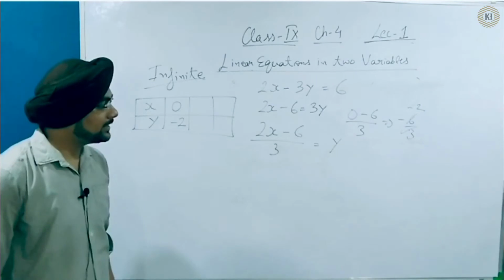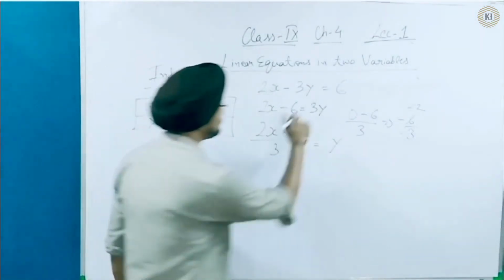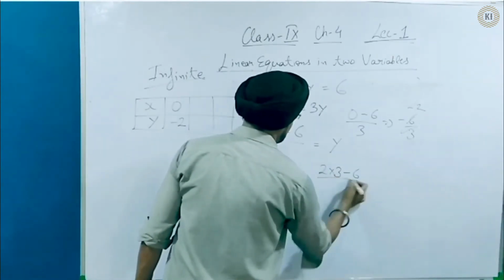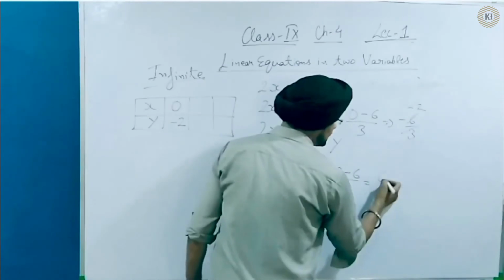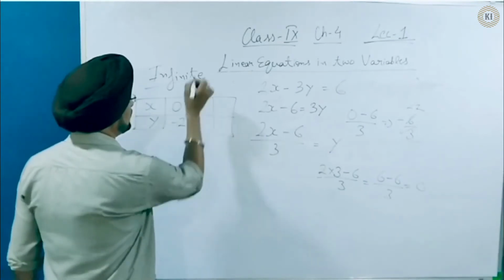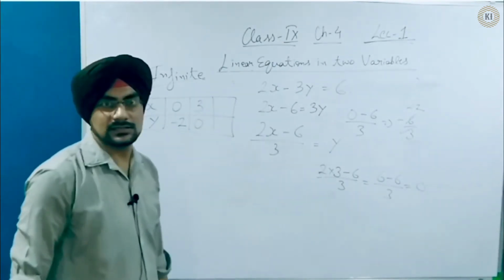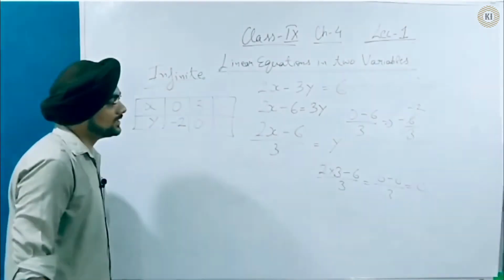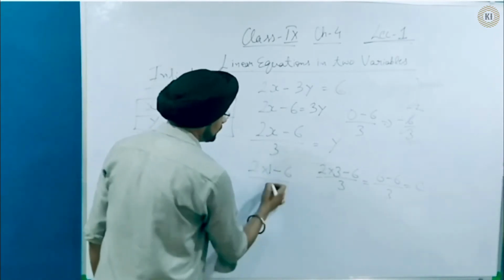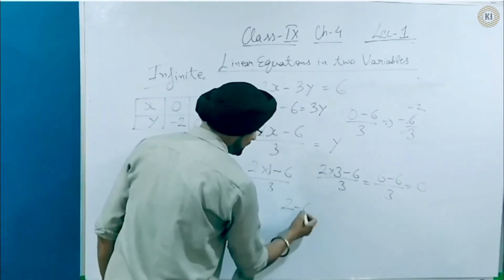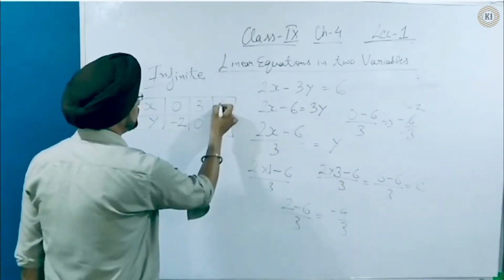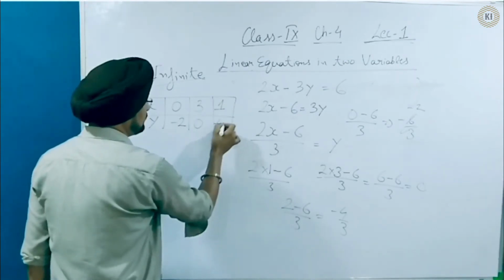Now suppose we put the value of x as 3. Let us check. 2 into 3 minus 6 upon 3. So 2 into 3 will be 6. So 6 minus 6 upon 3, and 6 minus 6 will be 0. So when we choose the value as 3, the value of y is coming as 0. Now if we choose the value of x as 1, so 2 into 1 minus 6 upon 3. So 2 into 1 is 2, 2 minus 6 upon 3 will become minus 4 upon 3. So when we choose the value of x as 1, the value of y is coming as minus 4 upon 3.